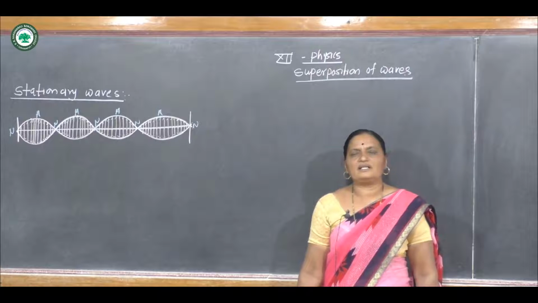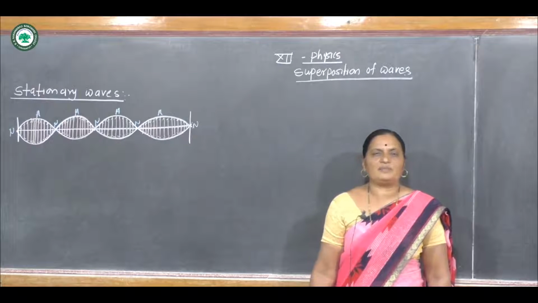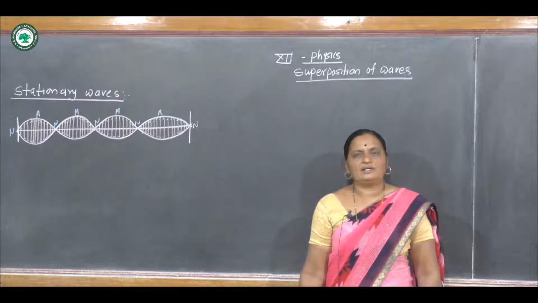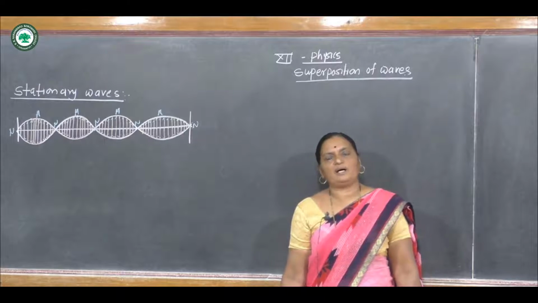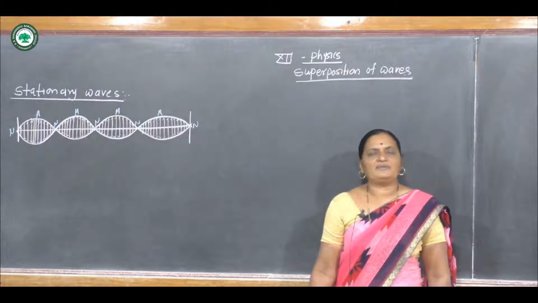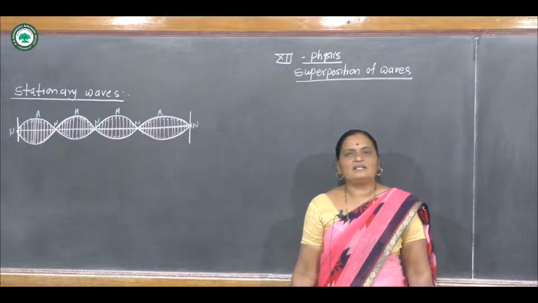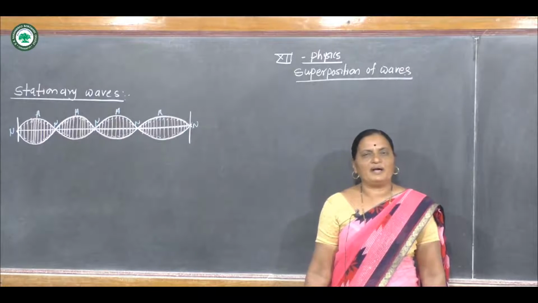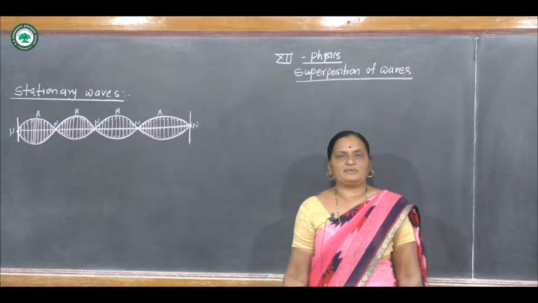That is, the resultant amplitude 2a cos(2 pi x upon lambda) is equal to 0. Therefore 2 pi x upon lambda is equal to pi by 2, 3 pi by 2, 5 pi by 2, etc. Then x is equal to lambda by 4, 3 lambda by 4, 5 lambda by 4. That is, the nodes are formed at lambda by 4, 3 lambda by 4, 5 lambda by 4, etc.